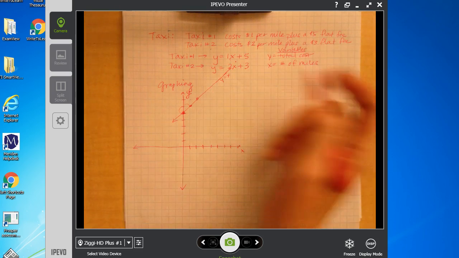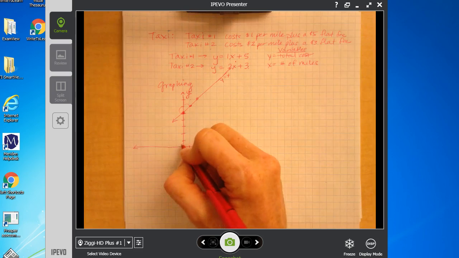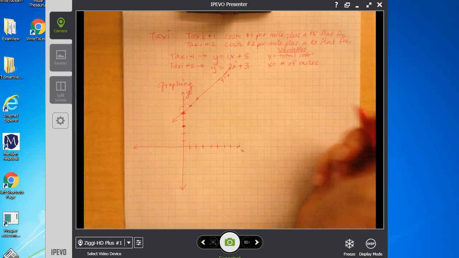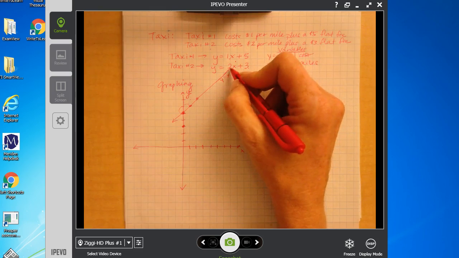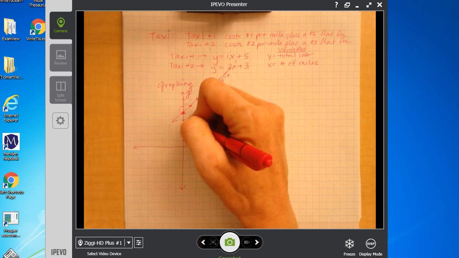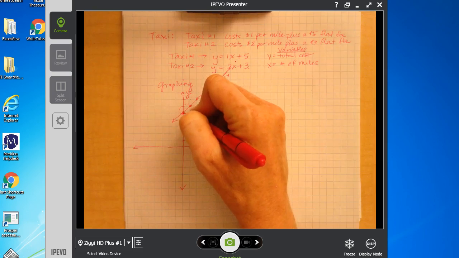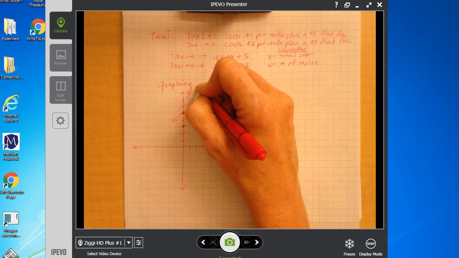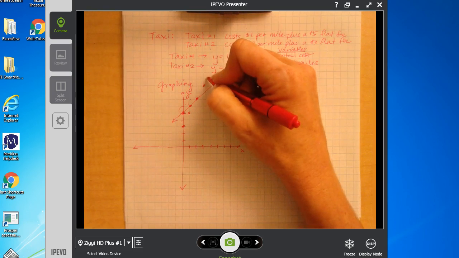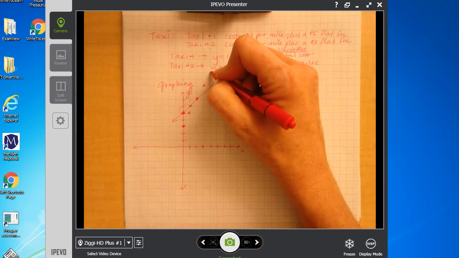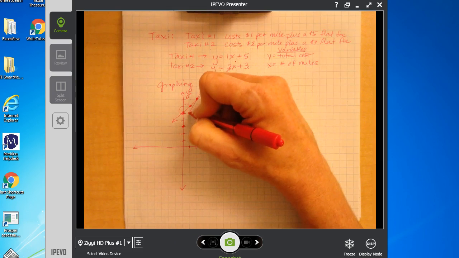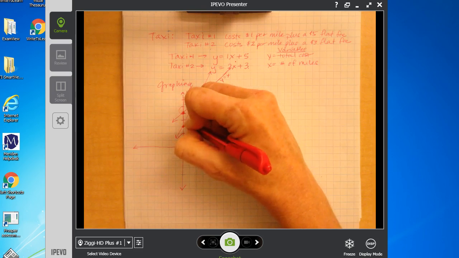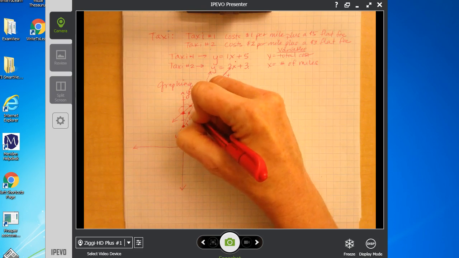Then the next one, y equals 2x plus 3. I've got my y-intercept at 3. Okay. But this one has a slope of 2 over 1. So up 2 over 1, up 2 over 1, up 2 over 1. Okay, so this one looks a little more like this. Okay, so there's my y equals 2x plus 3.